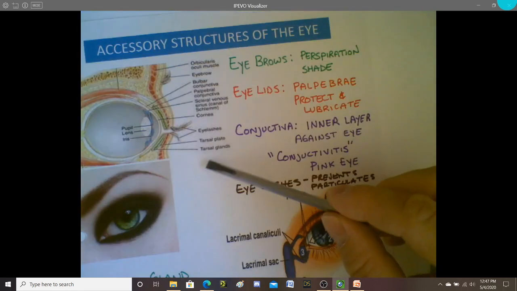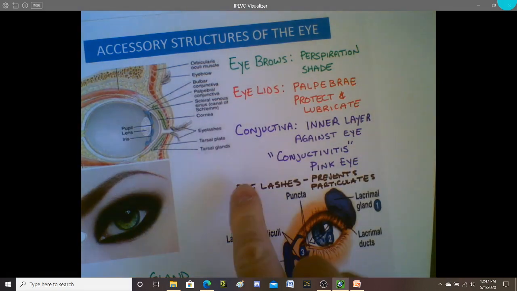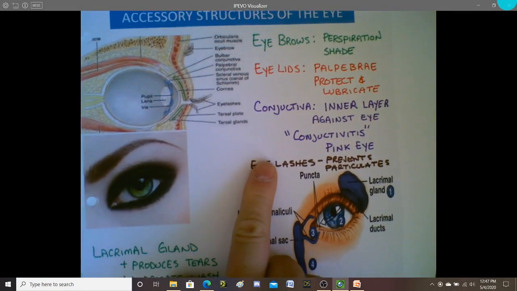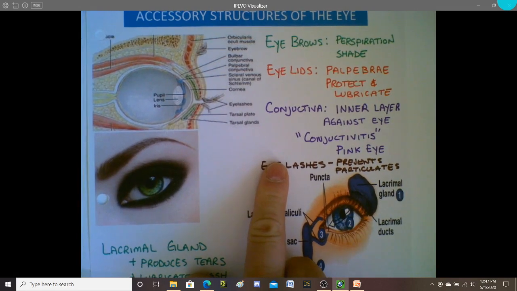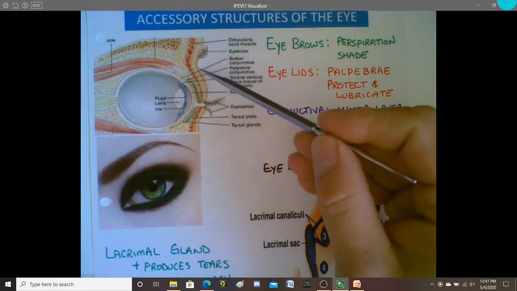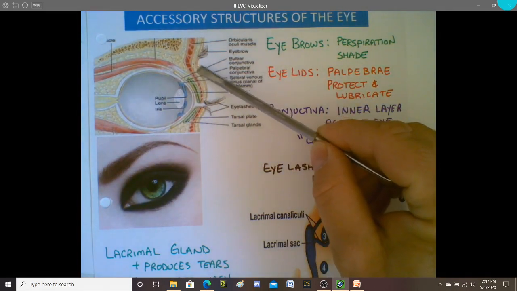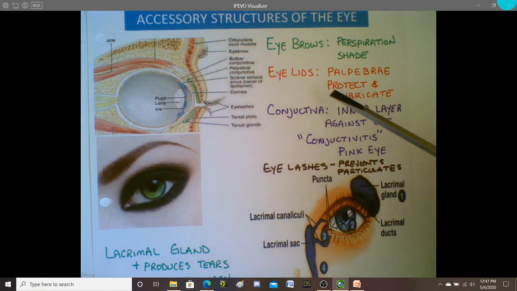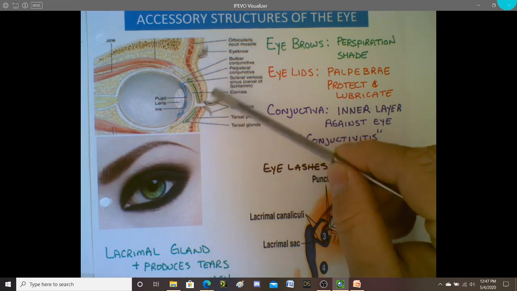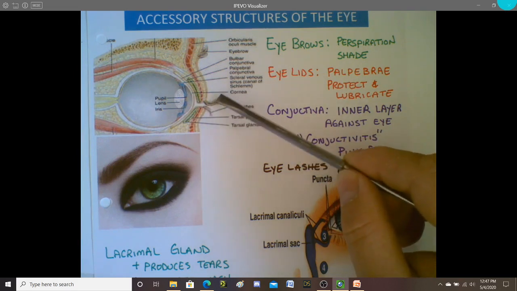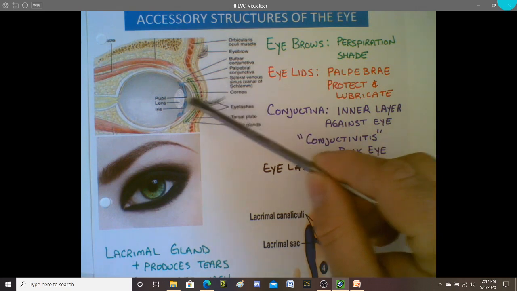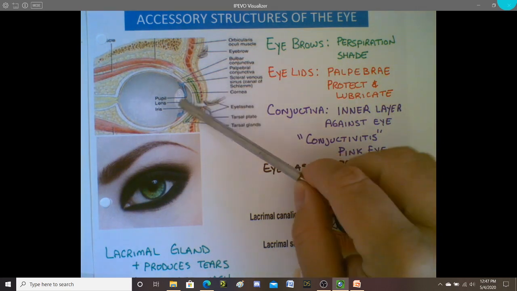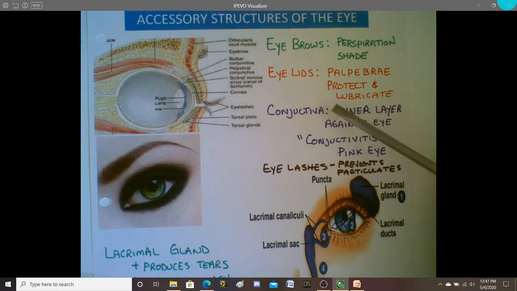The eyelids are known as palpebrae. And so this picture here shows us our eyelids. They are going to do a couple of things. They're going to protect our eyes. So we can close our palpebrae to prevent dust and pollen, particulates from getting into our eyeball. But they also lubricate our eye.